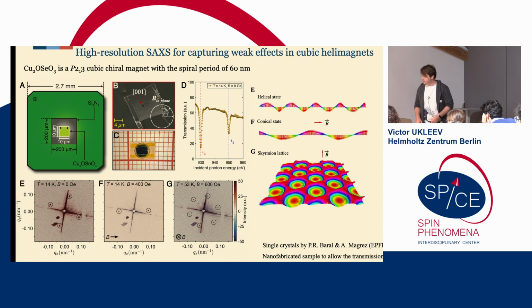And that's why it's important to quantify this interaction. And the method I presented is the only one I know that allows us to do that. So we nanofabricated a copper selenide crystal. We verified the helical ground state and the conical state that follows the magnetic field. We also took one image in the skyrmion phase just to confirm it.